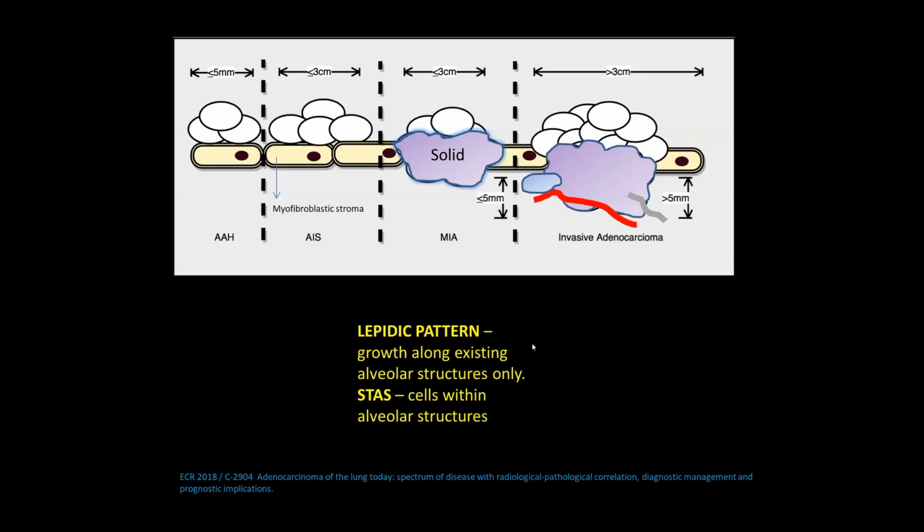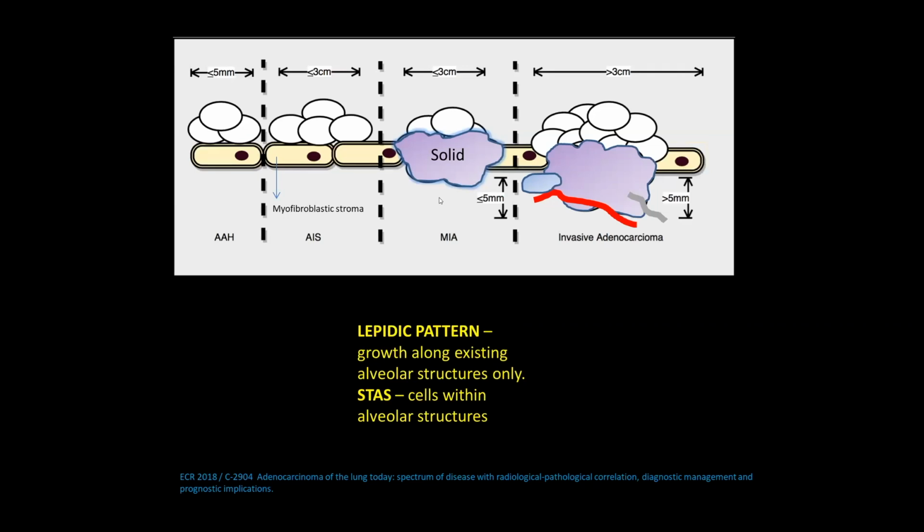So what does lepidic pattern mean? It means growth along existing alveolar structures only. That is just the textbook definition. I will explain the difference from spread through air spaces a little later, but let's look at these patterns now that we have defined what lepidic pattern is. This is a spectrum of lesions. The first two, AAH and AIS, are precursors. MIA is in between, and then there is the invasive adenocarcinoma.